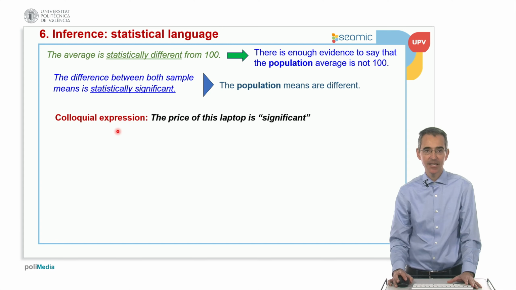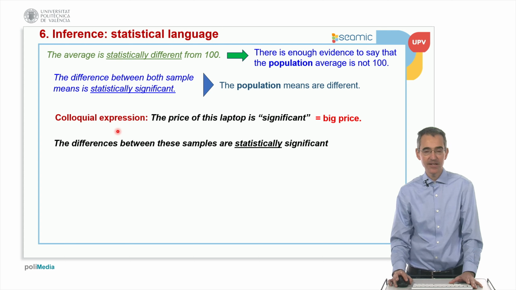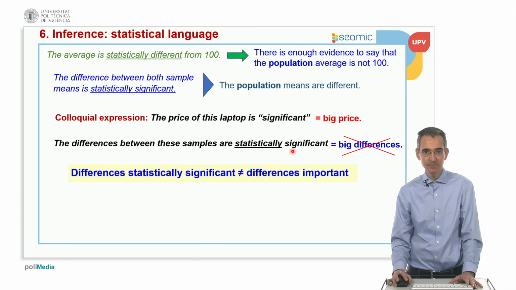In colloquial language, we can say the price of this laptop is significant. What does it mean? It's a big price. So in colloquial language, significant means big. But in statistics, if I say the differences between these samples are statistically significant, does it mean big differences? Well, the answer is no. Statistically significant means at the population level. So, very important: statistically significant differences don't necessarily imply important differences.